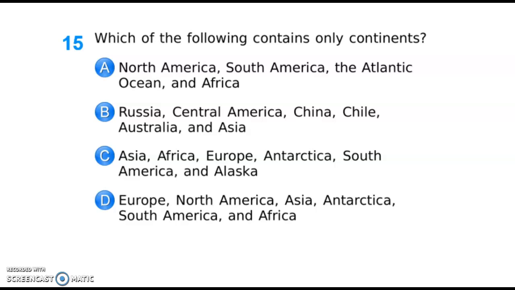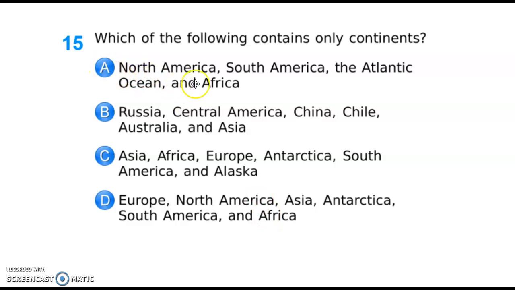The next question tied to 9A would have been which of the following contains only continents? So here you had to know what your 7 continents were. So the correct answer here is D, which is Europe, North America, Asia, Antarctica, South America, and Africa. These are your 7 continents.